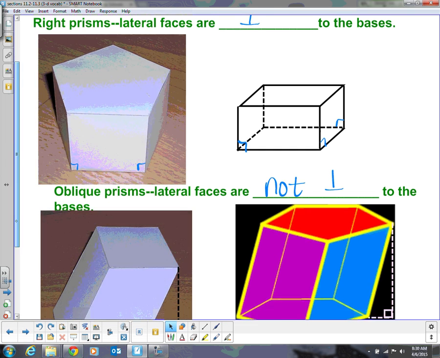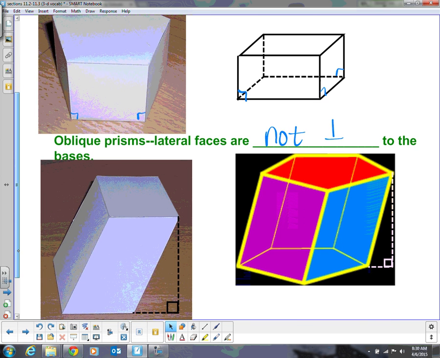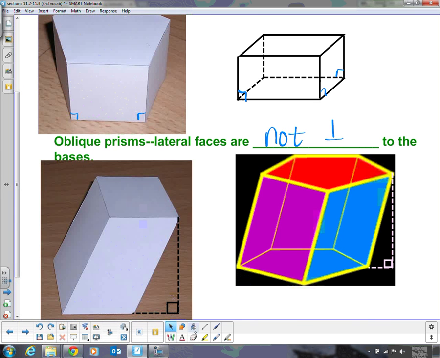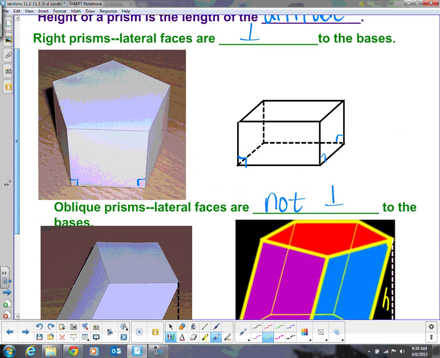The Leaning Tower of Pisa. So look at this. You see how they kind of are slanted? This is the height right there. Notice it's from the top base, but it's perpendicular to the plane of the bottom base. That's why we had to say plane.